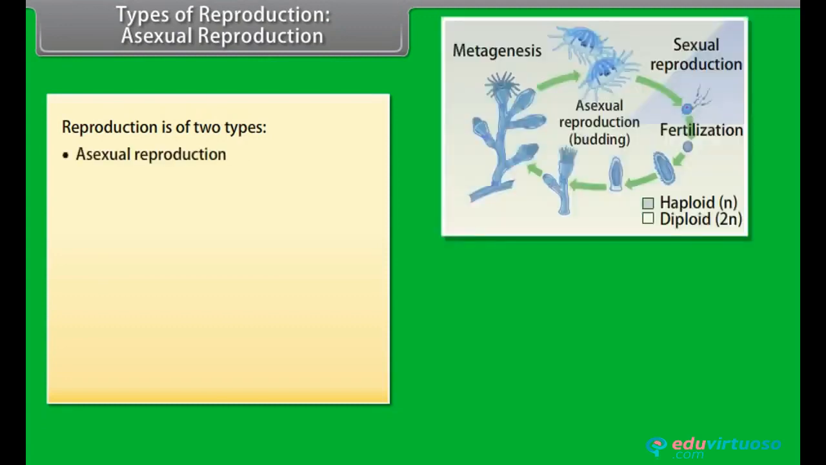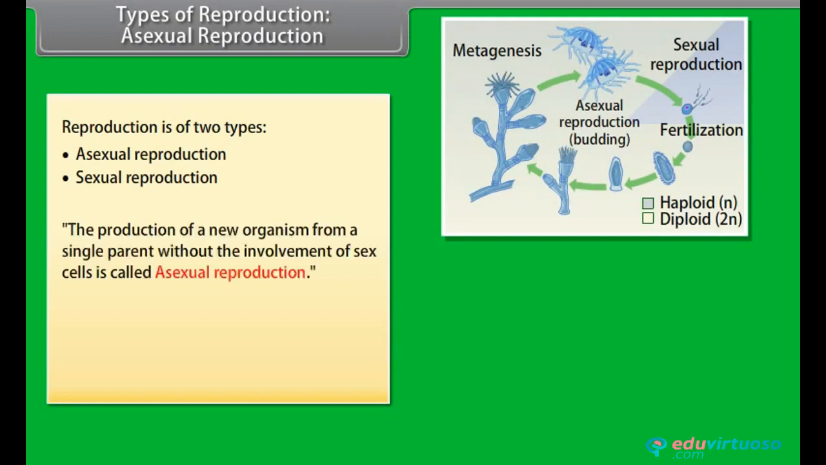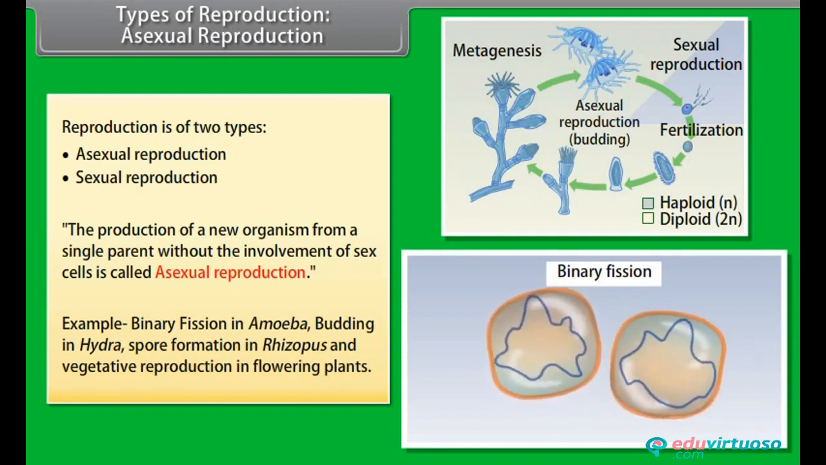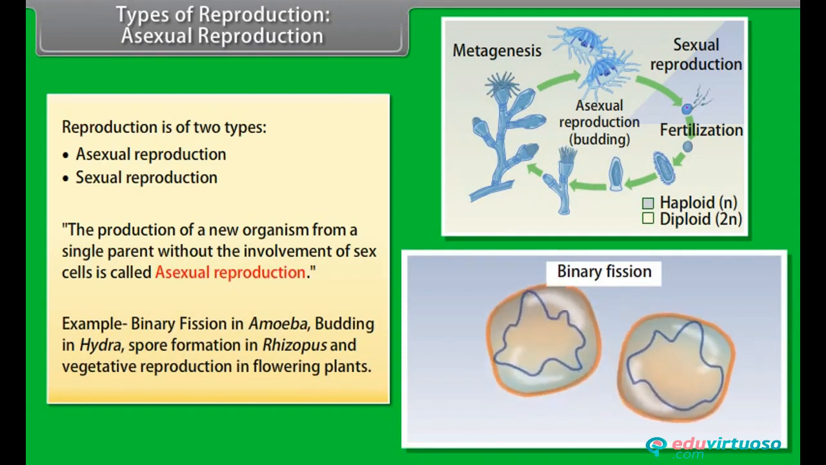Types of reproduction. Asexual reproduction. Reproduction is of 2 types. Asexual reproduction. Sexual reproduction. The production of a new organism from a single parent without the involvement of sex cells is called asexual reproduction. Example, binary fission in amoeba, budding in hydra, spore formation in rhizopus, and vegetative reproduction in flowering plants.